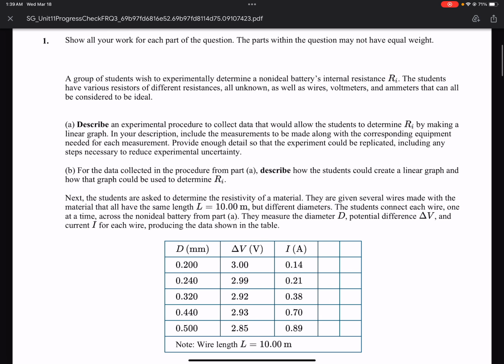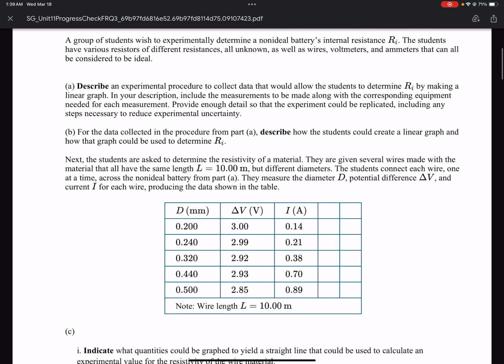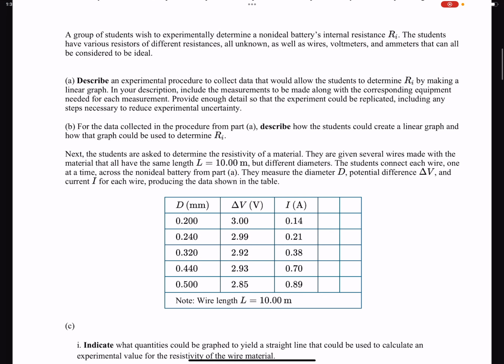All right, for part B, now they collect some data. They want to create a linear graph that could determine the internal resistance of the battery. Okay, so going through the same procedure that we just talked about. So we know the potential difference across the battery here. So we have that the terminal voltage, whoops, I've got to edit this.